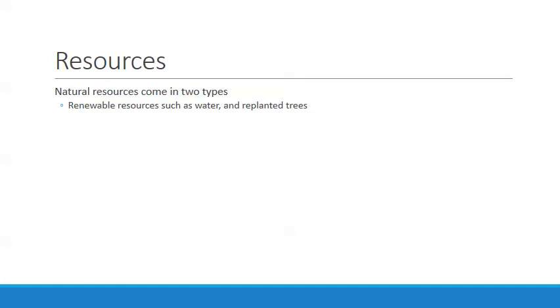So the first are the renewable resources, water and replanted trees. These are the things within nature that we can access over and over and over again. If we're smart about what we're doing and every time we cut a tree down, we plant one, well, then we always have access to those trees. Water is a renewable resource as long as, of course, we don't ruin it through pollution and things of this nature. And then we have non-renewable resources such as minerals and fossil fuels.